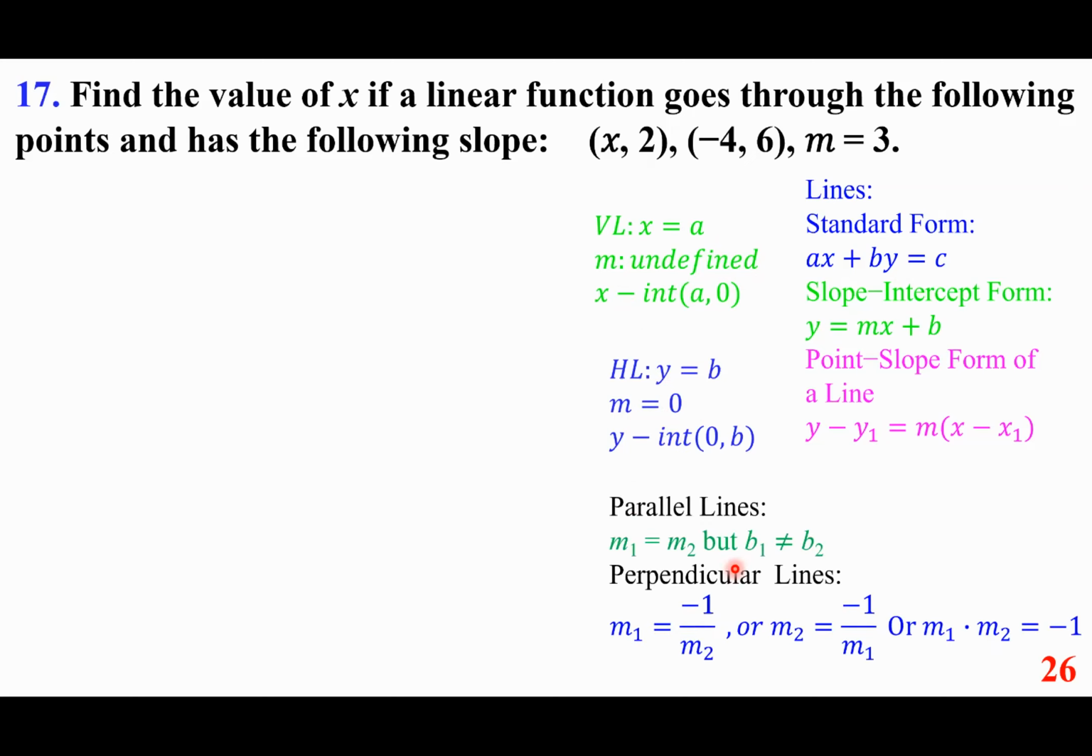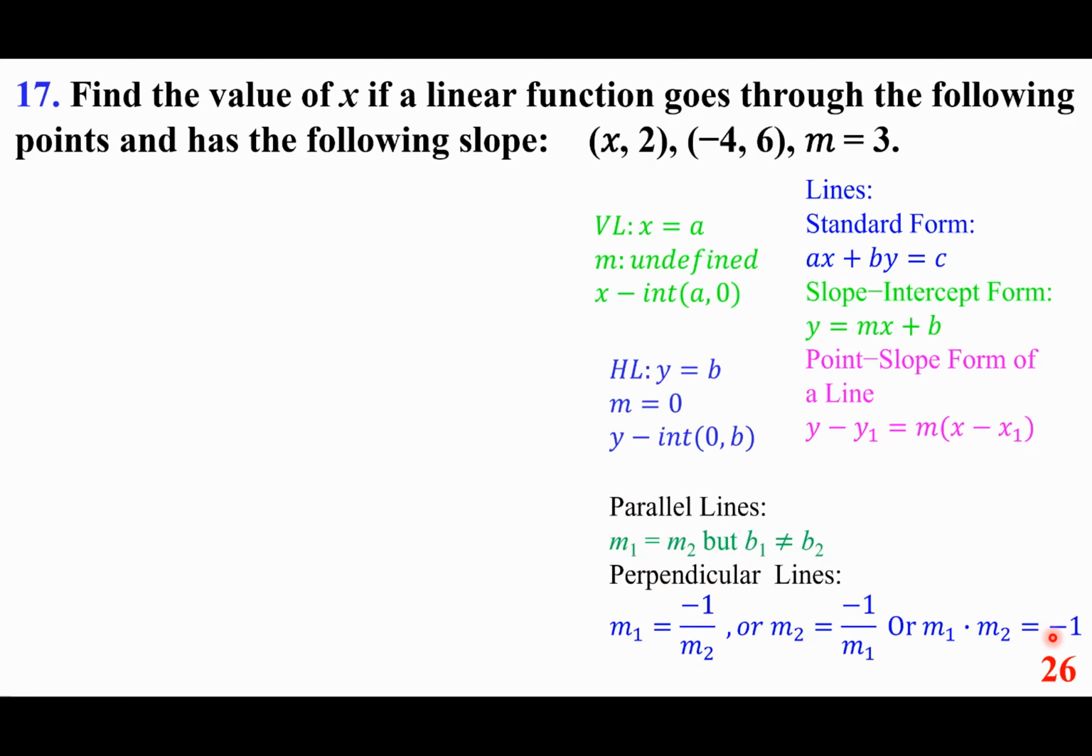Two lines are considered parallel if they have equal slopes but different y intercepts. Two lines are considered perpendicular if the product of their slope is negative 1. You can say m1 is negative 1 over m2, or m2 equals negative 1 over m1, or their product is negative 1, either way. So one is the negative reciprocal of the other.